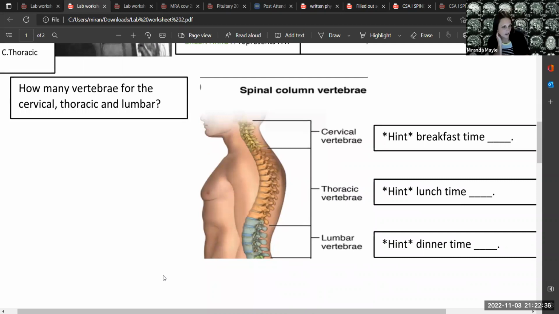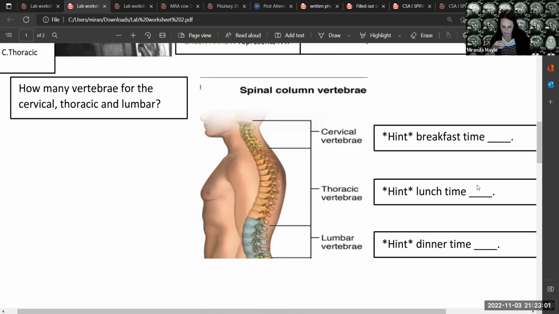How many vertebrae are in the cervical again? 7. So we have some hints here. You may have heard other professors use this as well. Breakfast, lunch, and dinner time are your hints: 7, 12, 5. So 7 a.m. is when we eat breakfast. Well, not me, but some people do. So that is how many vertebrae are in our cervical.